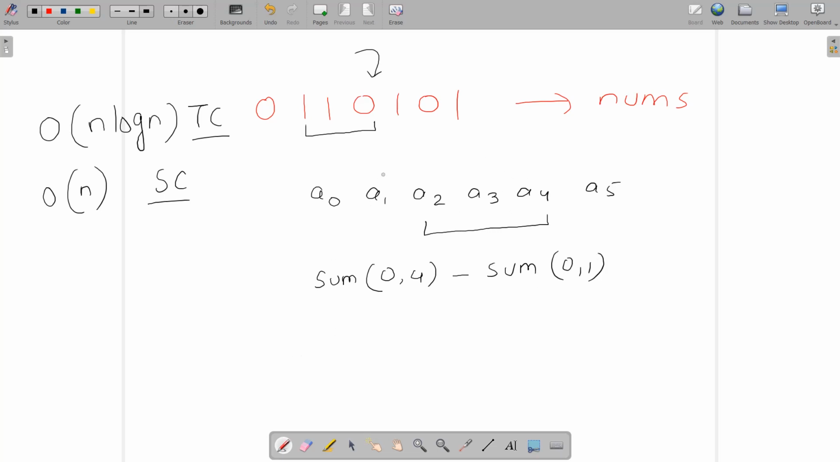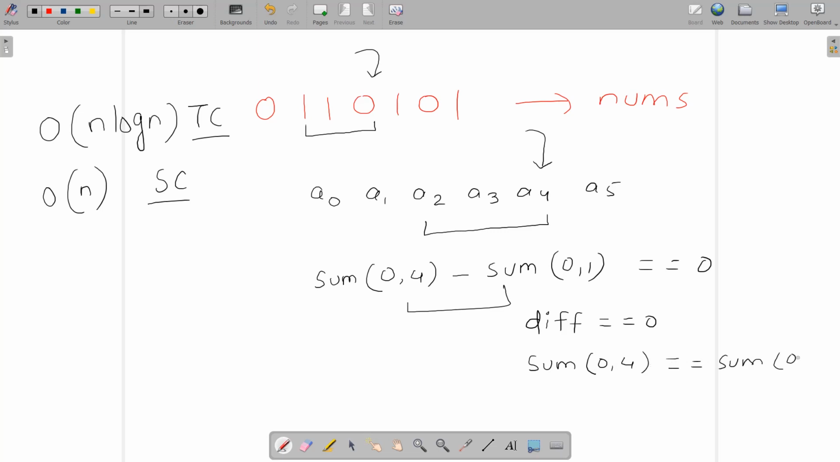Now the thing is, we have already fixed our J, that is the right bound of the current subarray, over this position, and we need to find the minimum L such that this sum must be coming out to be 0, because actually this sum is nothing but the difference. So when this difference comes out to be 0, can you just simplify this equation? Note that 0, 4 and 0, 1 are the sample values that I have taken for better understanding. You need to consider the general case. So if difference is coming out to be 0, you can see sum from 0 to 4 must be matching with sum from 0 to 1.